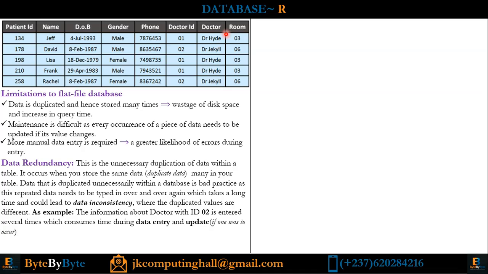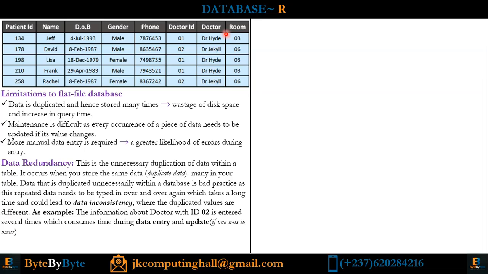Now, let us look at a particular term that is very common when it comes to flat file databases, which is called data redundancy. Data redundancy is the unnecessary duplication of data within a table. It is not just duplication of data within a table, no. It is the unnecessary duplication of data within a table. It occurs when you store the same data many times in your table.